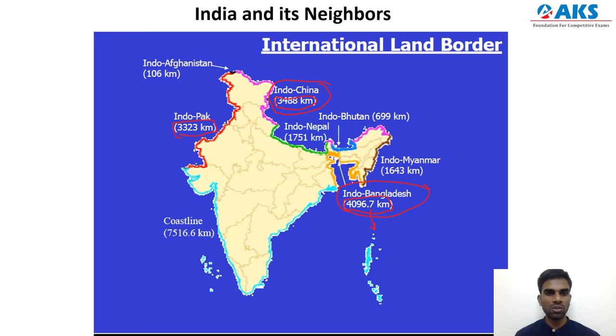India also has a coastline of nearly 7,500 kilometers, when the Andaman and Nicobar Islands and Lakshadweep Islands are considered. The complete coastline is nearly 7,516 kilometers, whereas the land boundary is more than 15,000 kilometers.